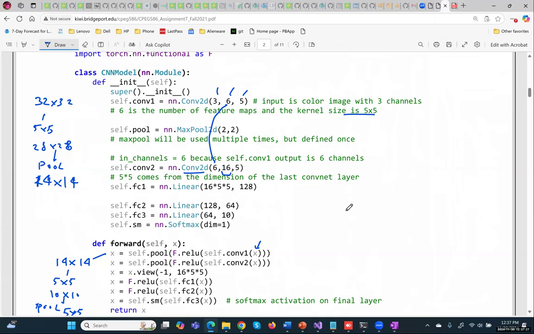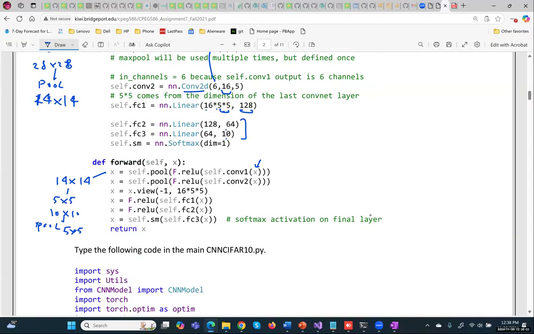Okay, so when we create our first linear layer, take a look over here. 5 by 5 is 25, times 16, 400. And then 128 in the hidden layer. In the next layer, 128 to 64, then 64 to 10. I could have done it in 3 layers, according to the universal approximation theorem. But just to show you, if you wanted to, you could put these in. And you'll see this is what our forward function is doing, right?